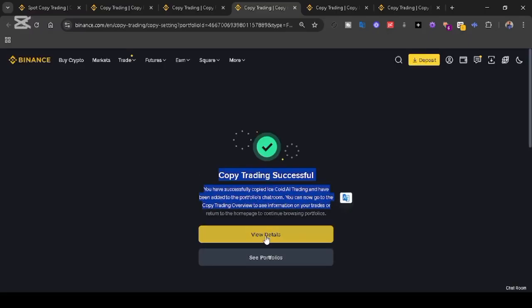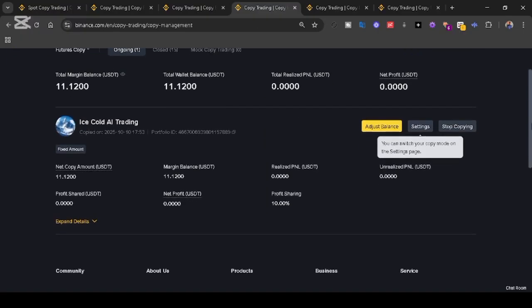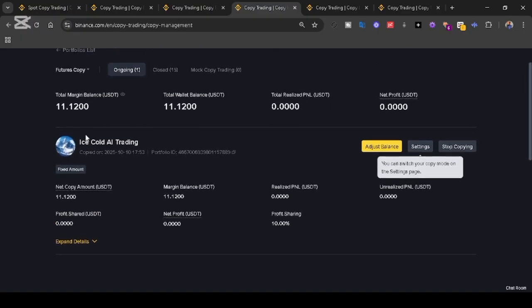For you to view the details of the copy trade, just click on this place. Right here you can see this is the person you are copying, this is the total margin balance you're using to copy, this is everything that is in the wallet, and this is the realized profit and loss. That is when the trade finally starts copying. In case you want to stop copying the trade, you can just come over here and click on stop copying trade. But if you want to adjust the balance, the amount you're using to copy the trade, you can click on here. You can click here to make other settings and copy other trades.